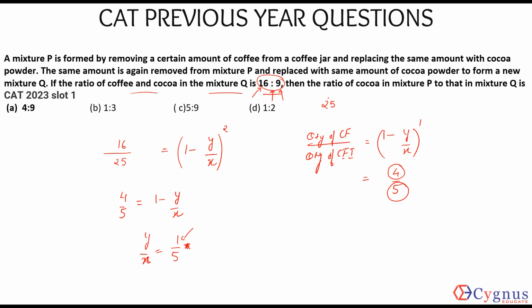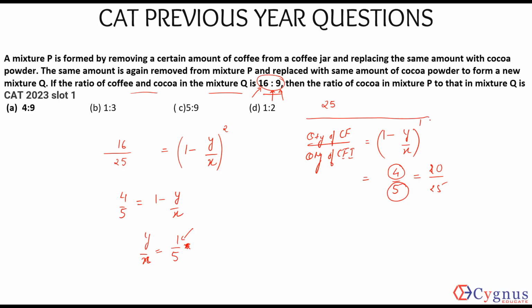So what he's asking is the ratio of the cocoa in the mixture P to that in the mixture Q. I'm left with 4 parts, that means one part was converted into cocoa. And finally in the mixture Q, I'm left with only one part. One part was always removed. And 16 by 25, what does it say? This 4 by 5 can be written as how much? The quantity of coffee left by the quantity of coffee present initially is 4 by 5. When you multiply it by 5, you can write it as 20 by 25.